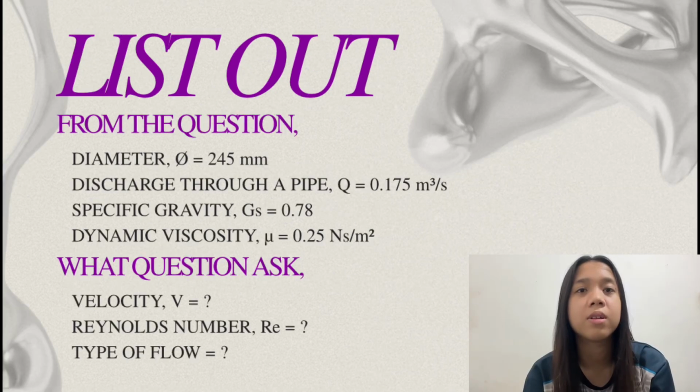First of all, we need to list out all the information given. From the question, we know that the diameter is 245 mm. Discharge through a pipe is 0.175 meter cube per second. Specific gravity is 0.78. Dynamic viscosity is 0.25. Then the question asks us to search for velocity, Reynolds number, and type of flow.